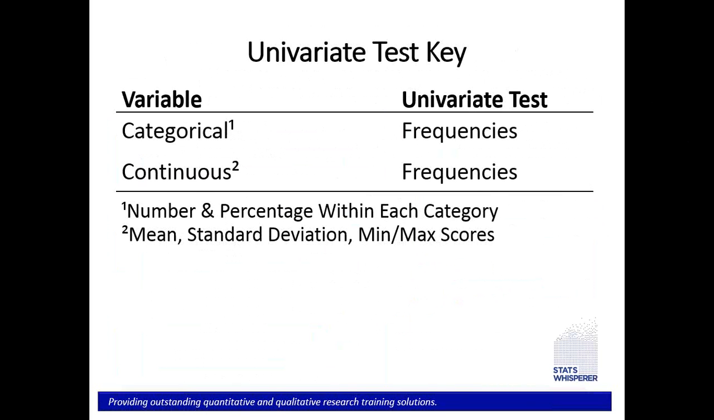Right, so again, just like last week, univariate test key. On the left, we have the variables we're looking at, categorical and continuous. And on the right, under univariate test, it indicates we're performing a frequencies test for each. Now, the notation for the categorical 1, we're looking at the number and percentage within each category. And the notation for continuous with the 2, we're looking at the mean, standard deviation, and minimum and maximum scores.